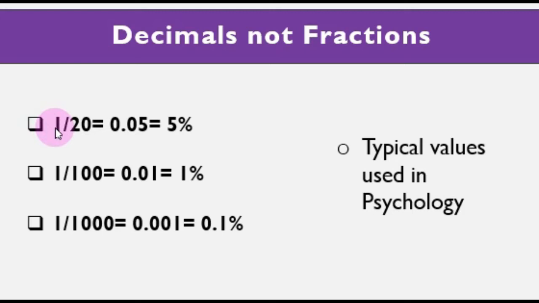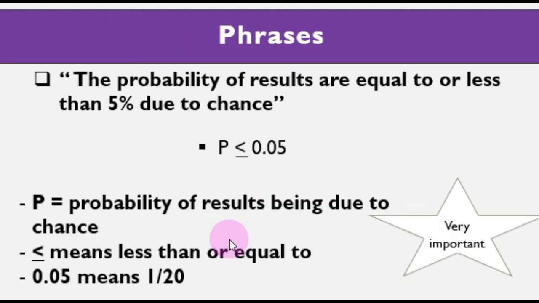And also, tinitingnan natin kung pasok siya sa critical value. Okay, ito yung ginagamit natin. Okay, at this one is for medical kasi. Oh, no, not one. This one is for medical. Okay, so let's see later kung paano natin gagamitin si 0.05. Okay? The probability of result are equal or less than 5% due to chance.